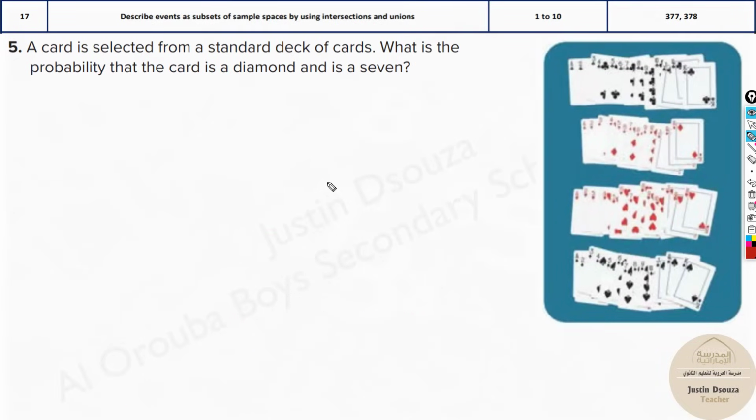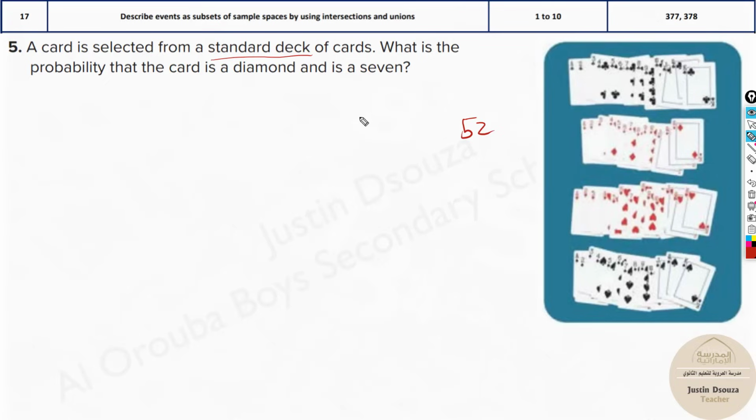Here we have problems on cards. A card is selected from a standard deck of cards. Now, this term here, standard deck, means it has only 52 total cards. It doesn't include the jokers in it. No extra cards. Each suit just has 13 cards, that is from A to 10, and there are picture cards, that is King, Jack, and Queen. What is the probability that a card is a diamond and is 7?